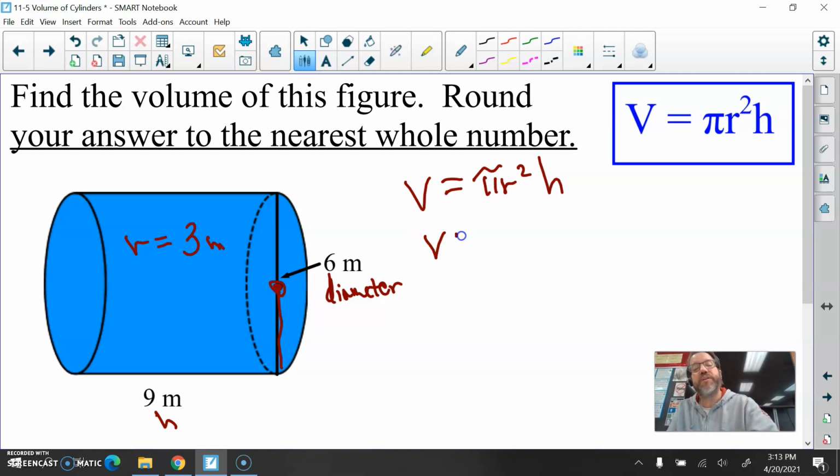So our volume here equals pi, 3.14, times the radius, 3, squared, times h, the height of the cylinder, which is 9 meters. It's the distance between the bases that is your height. Okay, and then I'll just grab my calculator. If you have a scientific calculator, you can enter it just as it appears here, 3.14 times 3 squared times 9. I'm using just a regular calculator, so I'm going to take 3.14 times 81, and I get 254.34.